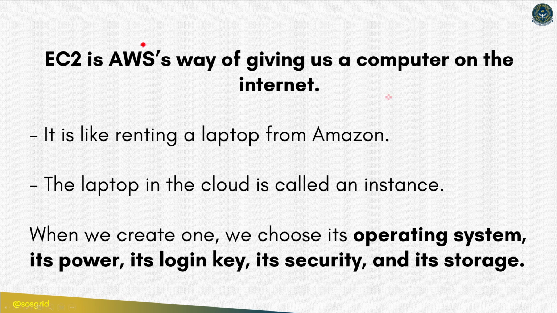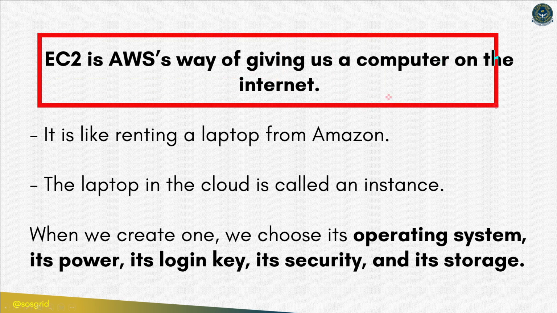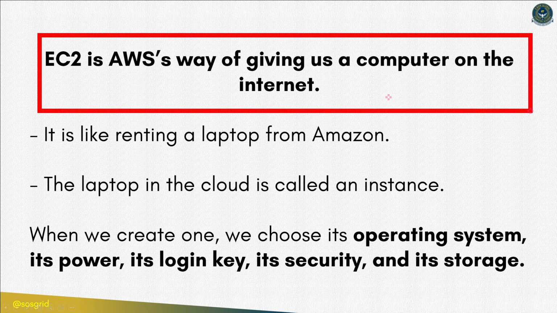So in summary, EC2 is just a way of giving us a computer on the internet. It's just like renting a computer from Amazon, like a laptop. So the laptop in the cloud is called an instance. So let's say you already have the computer or the laptop, it's simply called an instance. If you want to create it now, they will say create instance or launch instance, right?